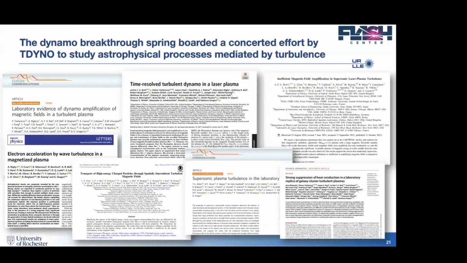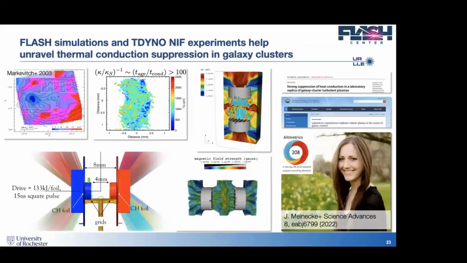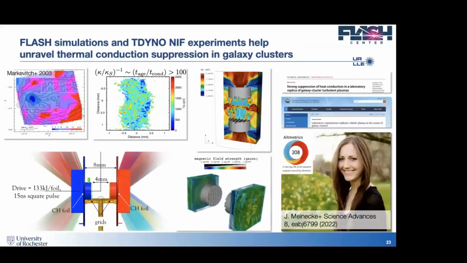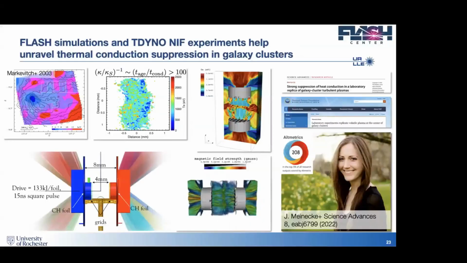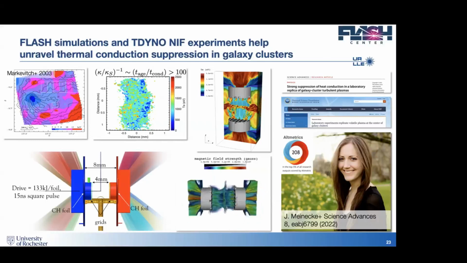And we have applied this to understand the temporal evolution of the magnetic field and how it saturates at late times, to the point where we can actually see the evolution with subsequent shots in our experiments. We've applied this at the National Ignition Facility to study how strong magnetized turbulence is suppressing thermal conduction, and we're able to demonstrate suppressions of factors of about 100, much more than what was expected and consistent with what is being observed in galaxy clusters.